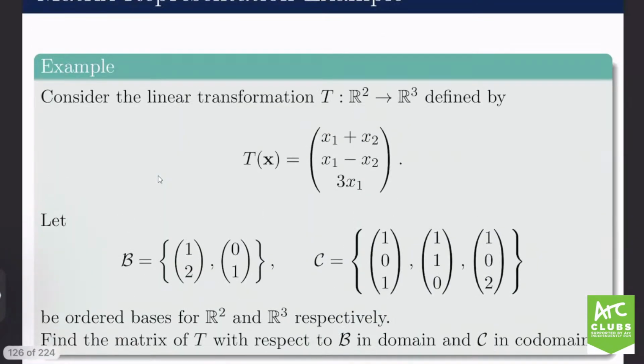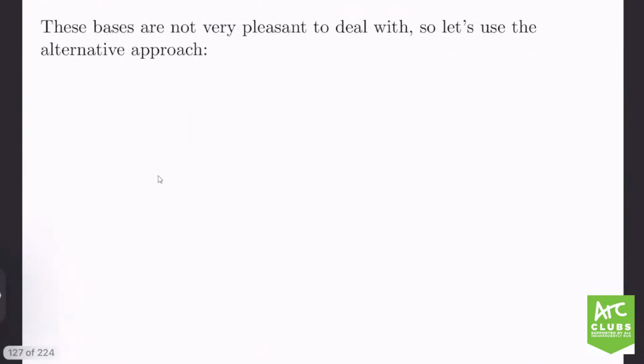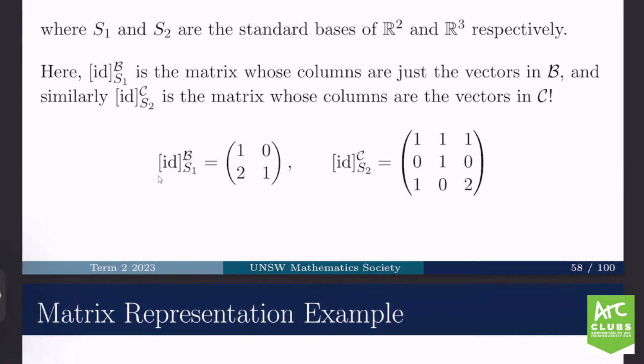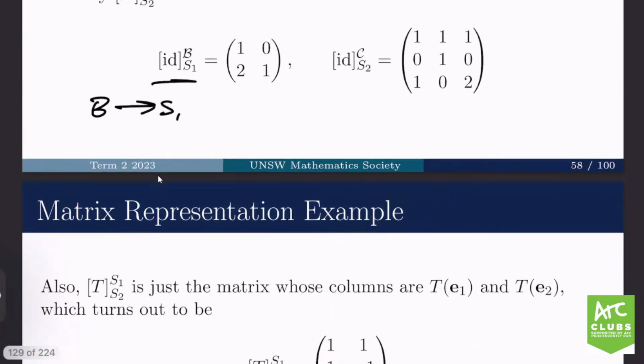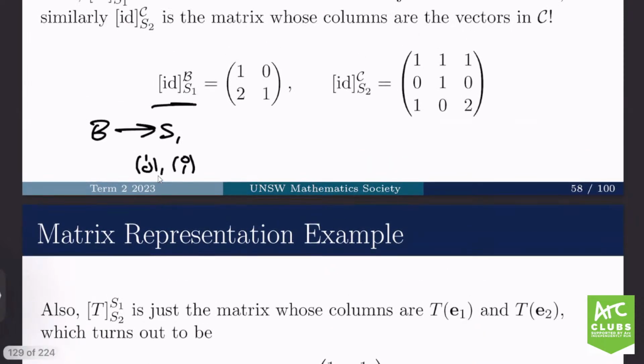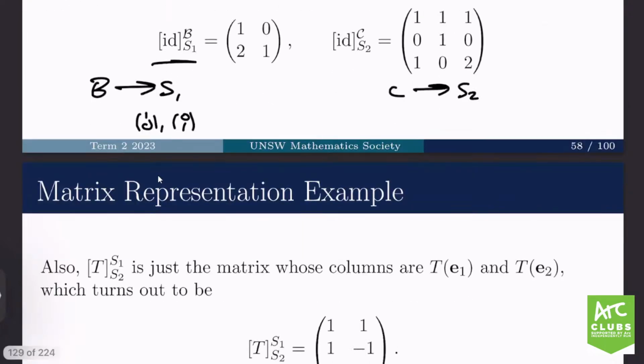So I guess the first thing we can do is find the matrices that convert my coordinates. Okay, so in order to do that, we'll denote this as the matrix that converts basis B to my standard basis in the domain. Okay, and my standard basis in the domain is 1, 0, 0, 1. Okay, and this matrix here will be my matrix that converts basis C to my standard basis in the codomain, which is just 1, 0, 0, 0, 1, 0, 0, 0, 1.